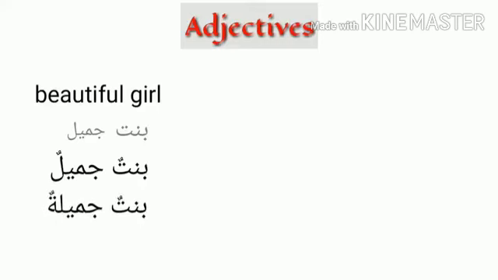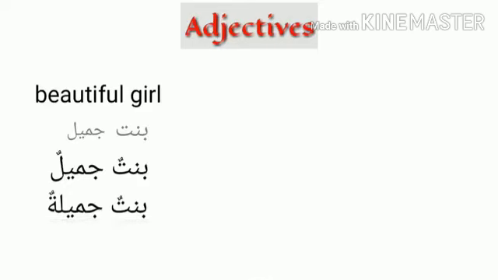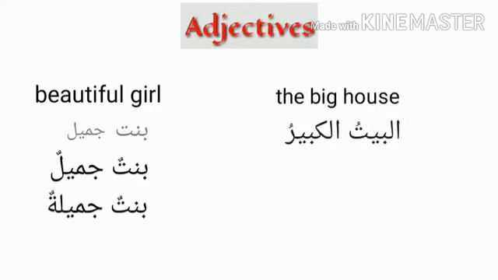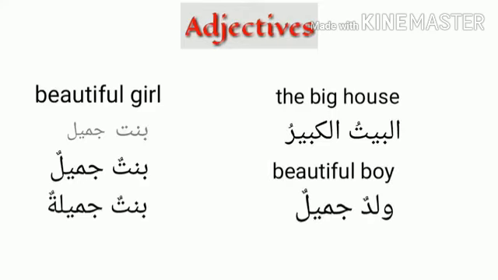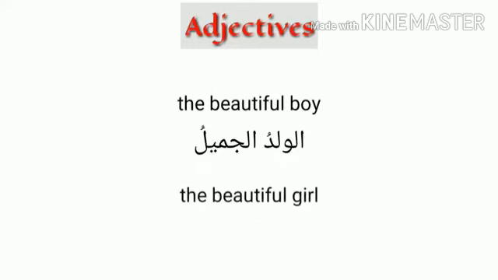So whenever the noun is feminine, we will have to turn the adjective into feminine. Whenever noun is definite, we will have to make the adjective definite. Like we did the big house, al baitu al kabiru. Like we are doing bintun jamilatun, not bintun jamilun. Okay? Got it? If it was beautiful boy, then waladun jamilun, no problem. But beautiful girl, bintun jamilatun, ta marbuta is there. The beautiful boy, al waladu al jamilu. The beautiful girl, al bintu al jamilatu. Understood?